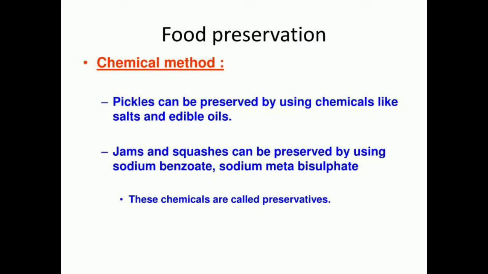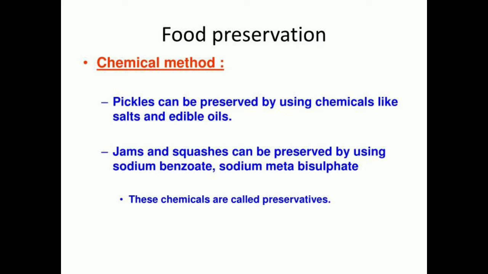First, we will discuss the chemical methods in food preservation. Chemical methods mean simply using chemicals for preserving different food items. For example, pickles can be preserved by using chemicals like salt and edible oils. You might have seen your grandmothers and mothers while preparing pickles, they add salt and at last they add edible oil on top of that. This is a preservative method to prevent the attack of microorganisms and to preserve the food items.